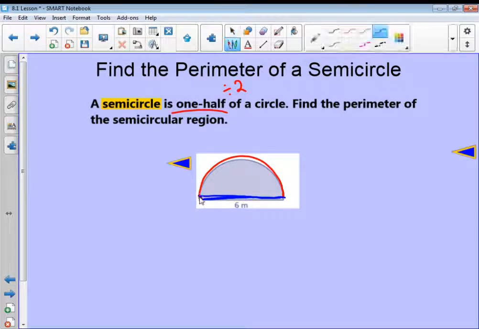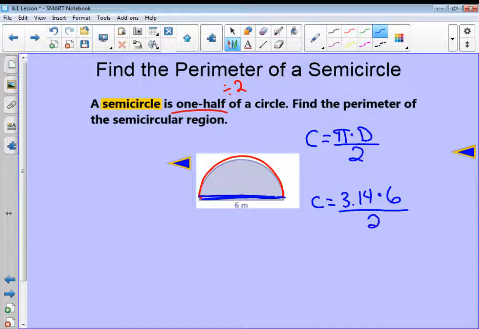So our formula for finding the circumference of a circle is circumference equals pi times diameter. Now we're doing a semicircle, so we're going to divide that by 2. I'm going to plug my information in. Do I have my diameter? Yes, I do. So circumference equals pi, which is 3.14, times our diameter, which is 6, and we're going to divide that answer by 2.